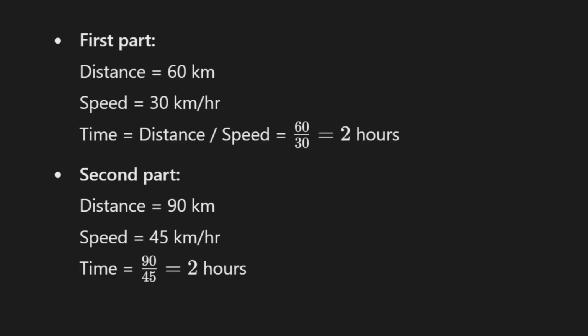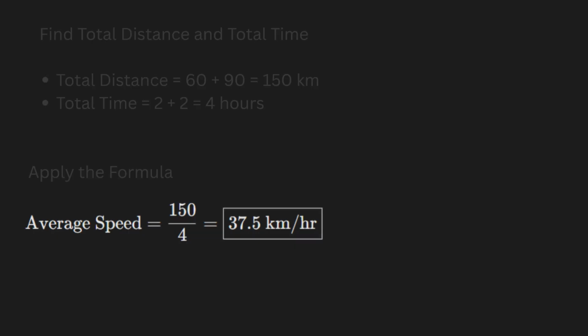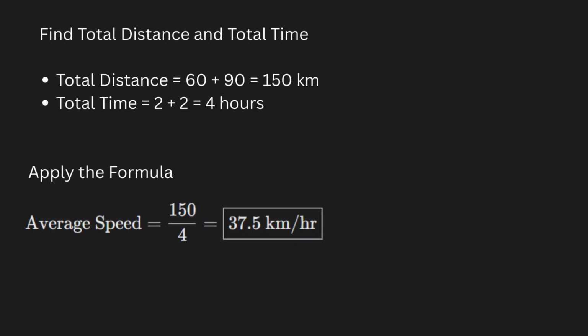Let's do the same thing for the second part. Distance is 90 and speed is 45. If we cancel out, we got 2 hours. So our final output is total distance 60 plus 90 is equal to 150. Total time we have calculated previously, 2 plus 2 is equal to 4. Let's put it in the speed formula. Speed is equal to distance by time. 150 by 4, we got 37.5 km per hour.